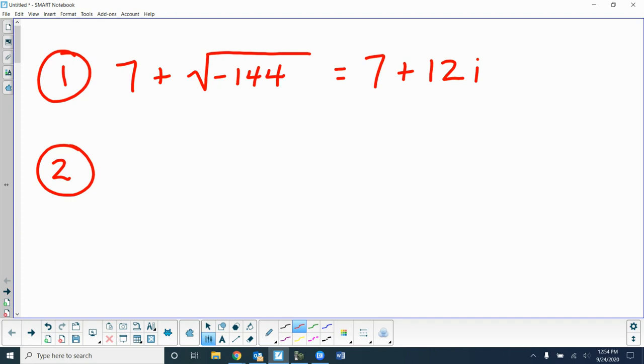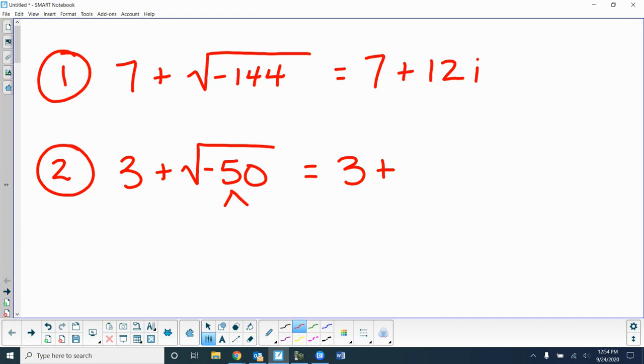For number two, similar problem. We have a radical that we have to simplify first and then see what it looks like. So the 3 just stays 3 for now. And then 50, I like to make it 25 times 2. I like that number 25 because it's another perfect square, right?